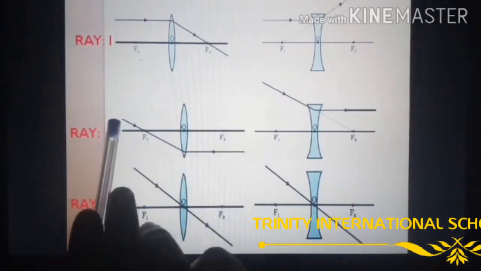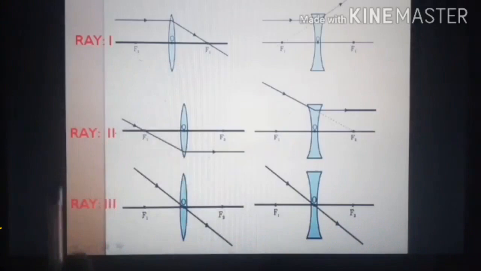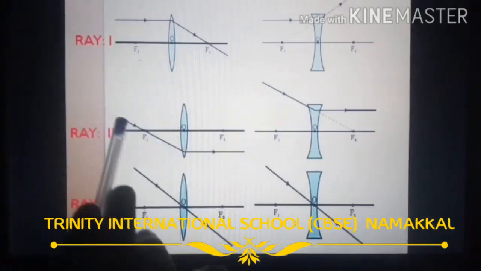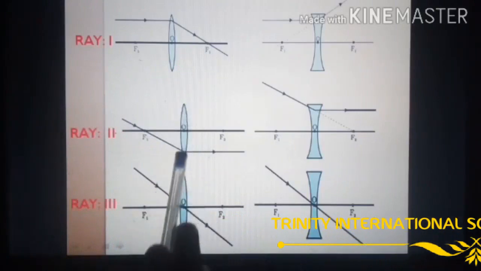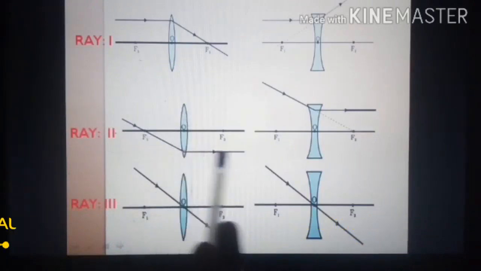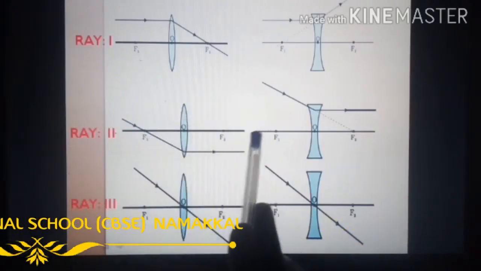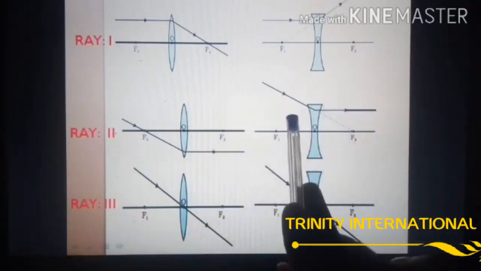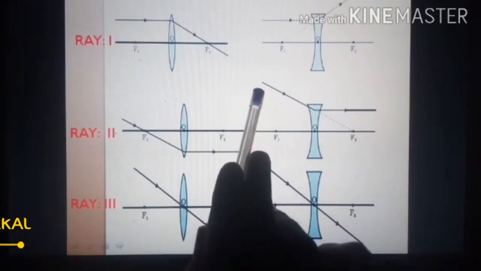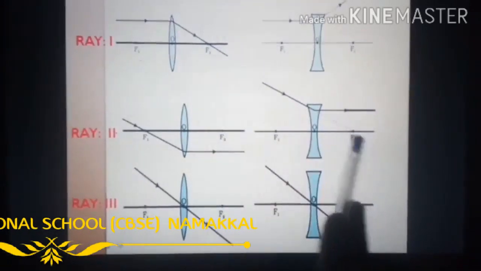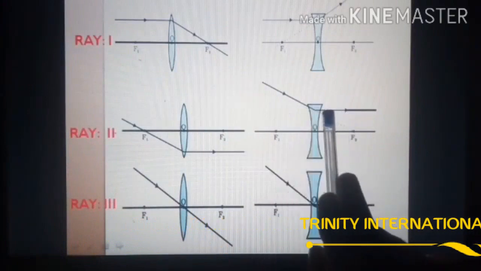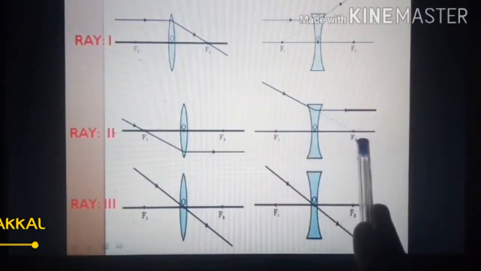So the incident ray is always taken on the left side of the lens. The ray passes through the principal focus of the lens, and after refraction it emerges parallel to the principal axis. In the case of concave, the incident ray appears to meet at the principal focus. After refraction, it emerges parallel to the principal axis.